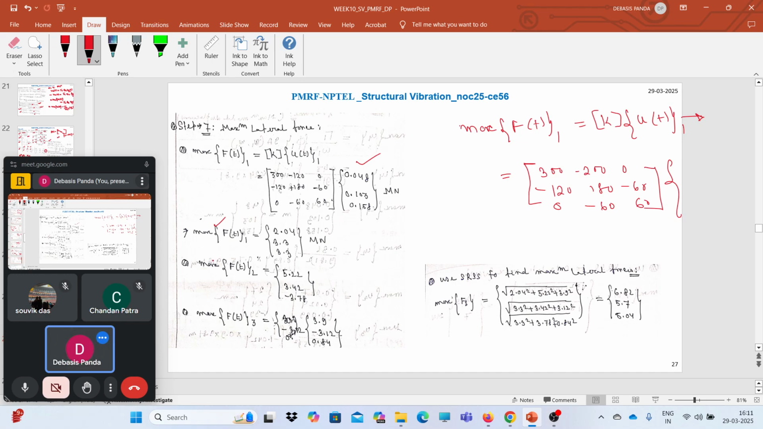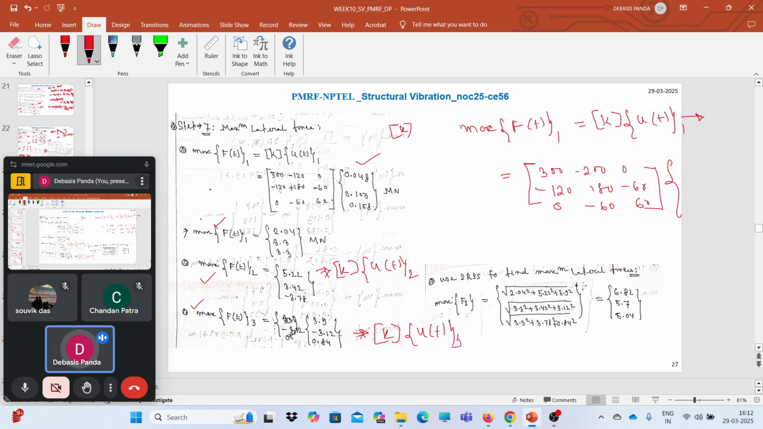Likewise, you can calculate the F2T and F3T. So what will that be? For the F2T, what do you need to do? The K matrix multiplied by the maximum displacement for the second mode that we have calculated, and for the third, we need to calculate K multiplied by UT3.